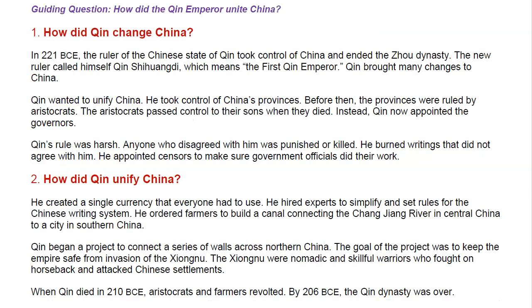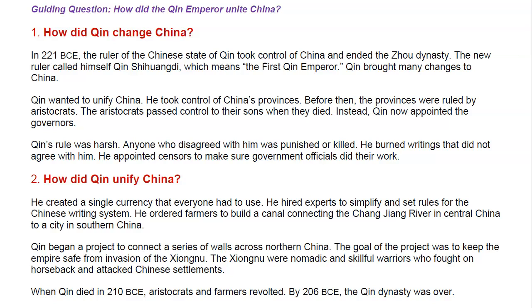How did Qin unify China? He created a single currency that everyone had to use. He hired experts to simplify and set rules for the Chinese writing system. He ordered farmers to build a canal connecting the Changjiang River in central China to a city in southern China.